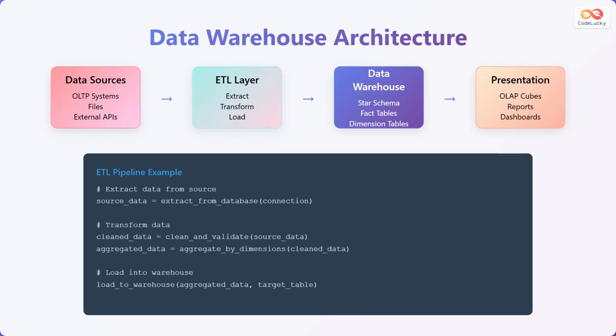The data warehouse stores this data in an organized way using schemas such as the star schema which you see at the center. Lastly, the presentation layer includes online analytical processing cubes, reports, and dashboards that enable users to analyze the data and gain insights. In the code example, it shows a simple illustration of an extract, transform, and load pipeline written in Python.